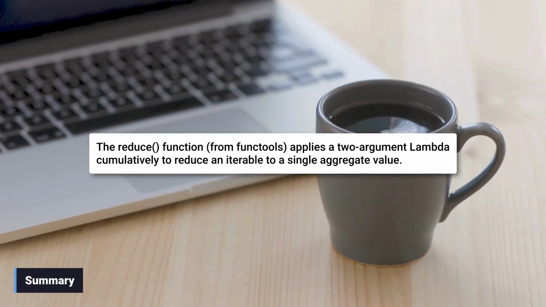To summarize, reduce is used for combining a list of things into one thing. The lambda must take two arguments for the current accumulation and the next item. With filter, map, and reduce, you have the core functional tools.